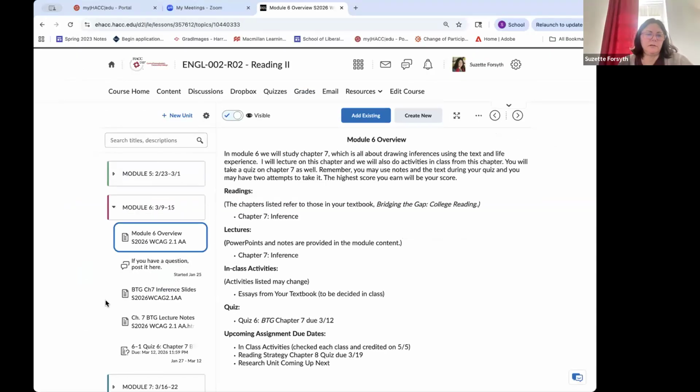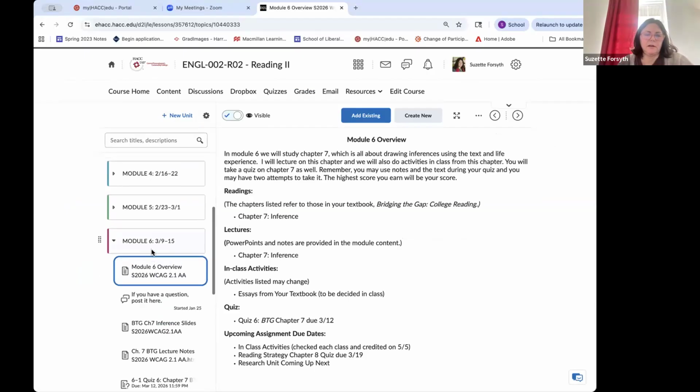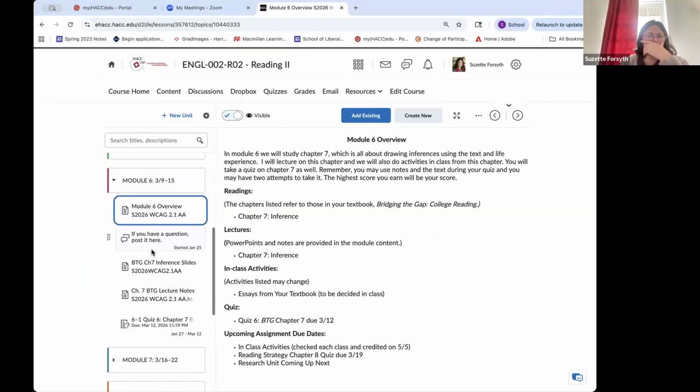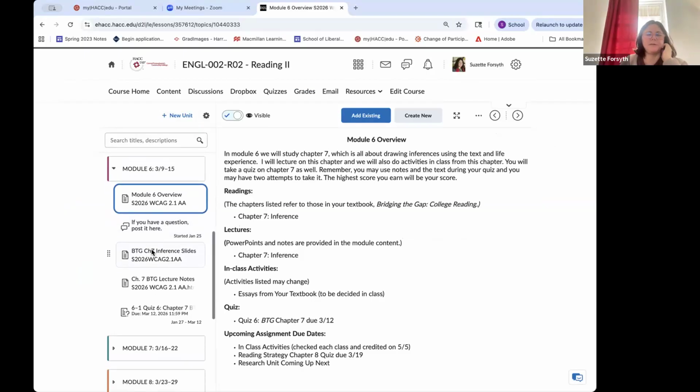And we are on chapter 7. So, or is it chapter 6? Nope, chapter 7, which is all about drawing inferences. So this is the overview for this week. We're going to just be focusing on chapter 7.